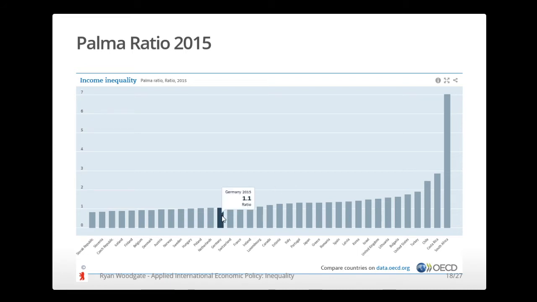So the top 10% earn 1.1 times what the bottom 40% of income earners in Germany earn. And we have various other economies here. The United States, as we expect, is typically always more unequal than other economies, as is the United Kingdom often. But nothing quite matches South Africa in terms of inequality.